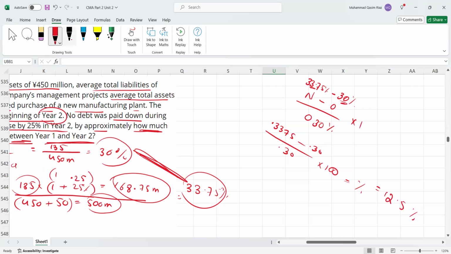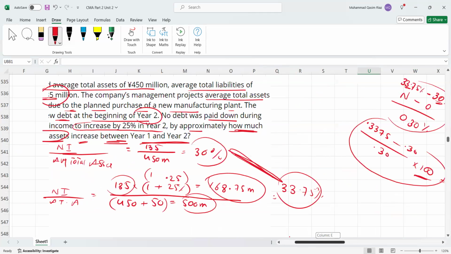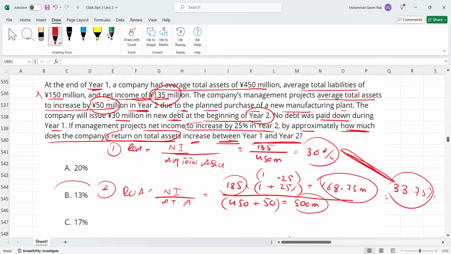Okay, guys, here you also need to multiply by 100 to get the answer into percentage. It will be 12.5%. Whether you write it this way or that way, you have to multiply by 100 because we are calculating the trend, guys. I hope it is clear. So it means our return on asset increased by 12.5%. So 12.5 means about 13%.